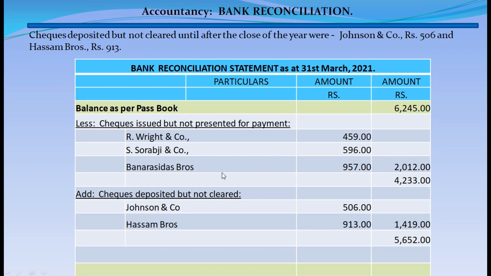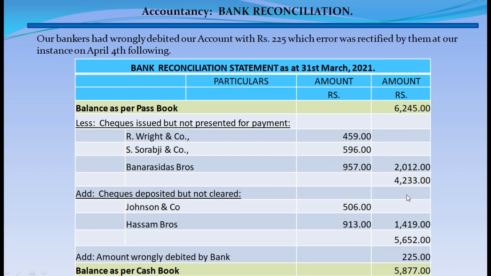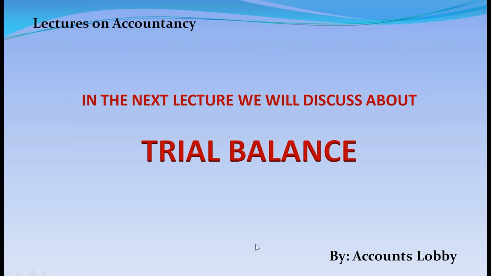Next, add checks deposited but not cleared. We have deposited checks given by Johnson and Hossam Brothers, 506 and 913, totaling 1,419. We have to add this amount to the passbook balance and then add an amount wrongly debited by the bank, 225 rupees. The total comes to the balance as per cash book, 5,877. In the next lecture, we will discuss trial balance.